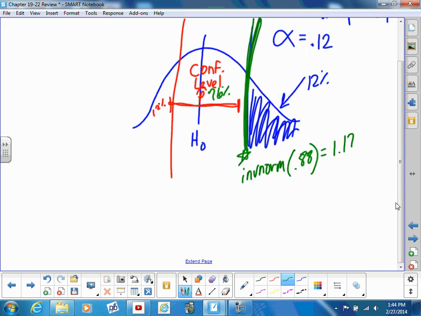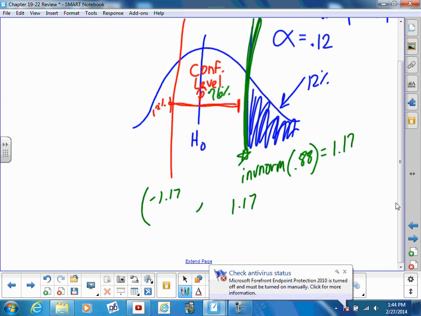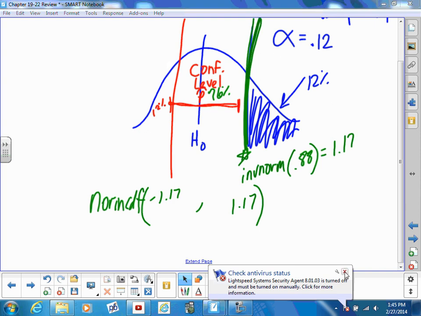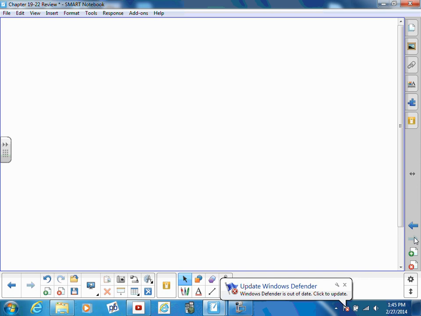Additionally, if you know this z-score is 1.17, then this one is negative 1.17, and how could I find the area between those two z-scores? If you use normal CDF, you'll get the area between those two z-scores, and that would be your 76%. If you have a problem where it's not equal to, so it's both tails, and it tells you to use an alpha of say 12%, you split the alpha. That's what I'm going to do on 23C.